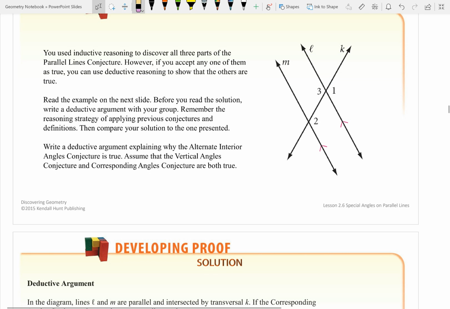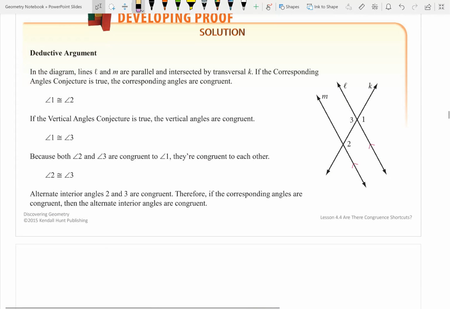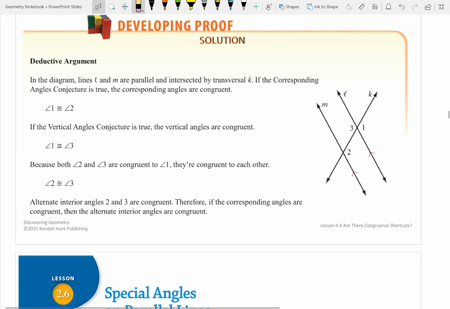Write a deductive argument explaining why the alternate interior angles conjecture is true, assuming the vertical angles conjecture and corresponding angles conjecture are both true. This diagram here will be helpful. Deductive argument. In the diagram, lines L and M are parallel and intersected by transversal K. If the corresponding angles conjecture is true, the corresponding angles are congruent. If the vertical angles conjecture is true, the vertical angles are congruent. Because both angle 2 and angle 3 are congruent to angle 1, they're congruent to each other.